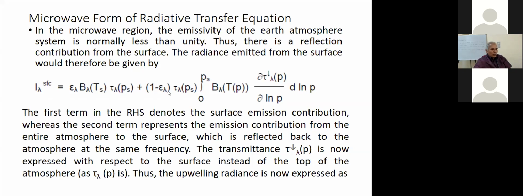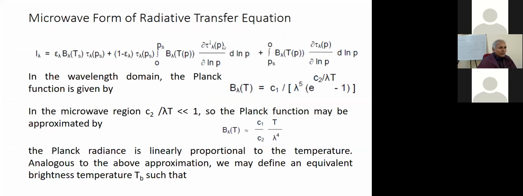So in the infrared part, we had only to deal with this, and emissivity was equal to 1 because we assumed the surface to be a perfect black body. Here you have a second term coming in. So the atmospheric contribution has, of course, the same form: 0 to PS, B lambda d tau lambda. So this atmospheric contribution in microwave is the same part. So this is the additional term which comes in because of microwave.